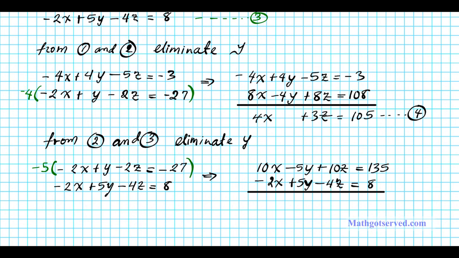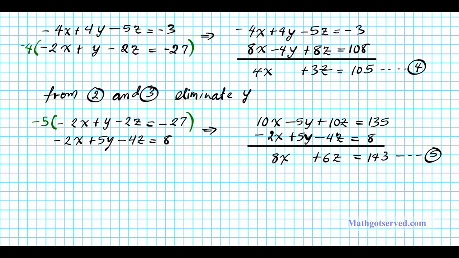If we add the two equations together, we have 8x. The y's add up to 0. And then we have plus 6z equals 143. All right, so this is equation number 5. We now have our 2 by 2 equations. We're going to combine them together. So let's write down what we're about to do.